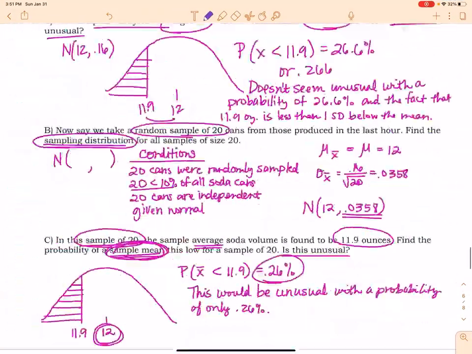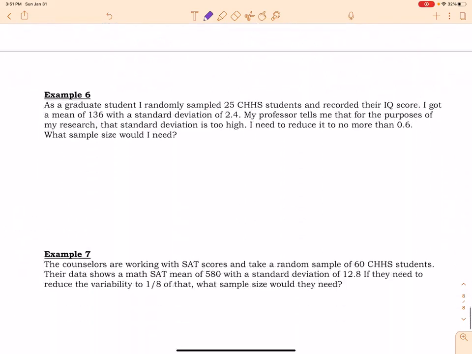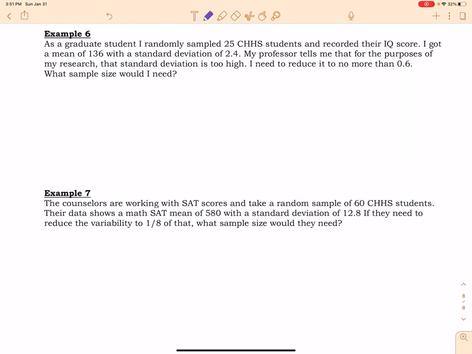So let's do some examples for sample size. And I'm sorry that I've had to scroll through here and show you all this stuff. All right. So example 6, I'm a graduate student. I randomly sample a sample of 25 CHHS students, and I record their IQ. I get a mean of 136 and a standard deviation of 2.4. My professor tells me that for the purposes of my research that the standard deviation is too high. So I want to reduce it to no more than 0.6. What sample size would I need?